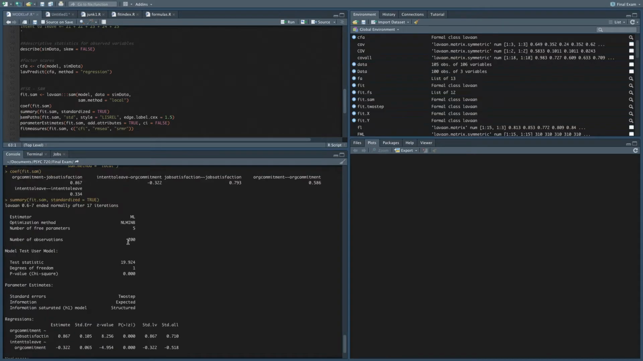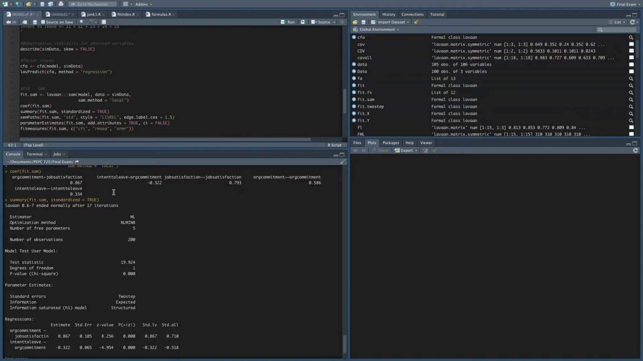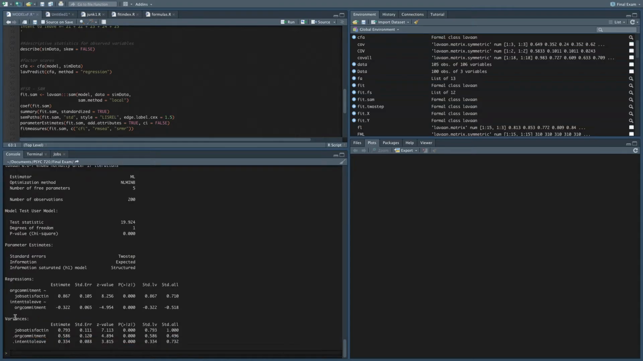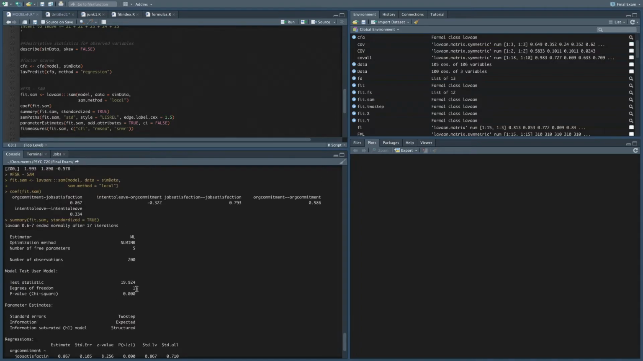I can go ahead and run the summary. Like I said, I have 5 parameters. They're up here. I've only got 1 degree of freedom, because degrees of freedom in this model, I believe, is the amount of covariance minus your parameters. Because I have 3 variables, I have 6 covariances, and then I subtract the 5 parameters and I get 1.